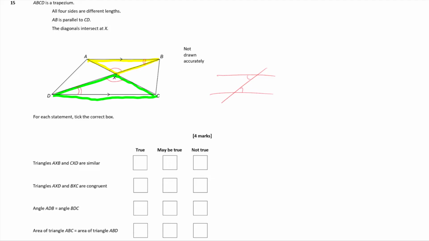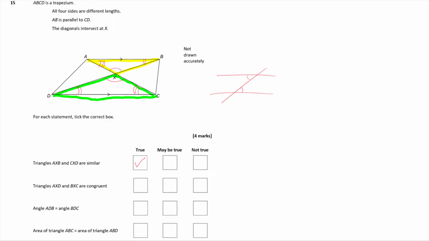So those two are also equal. And by a similar logic, this one and this one are also equal because they are also alternate angles in a pair of parallel lines. So all the angles in AXB are equal to all the angles in CXD. So that is true. Has to be true for all cases. Okay, so that's that one done.